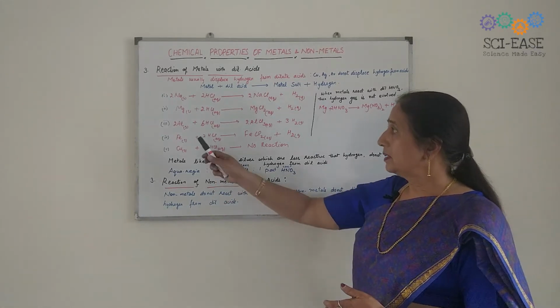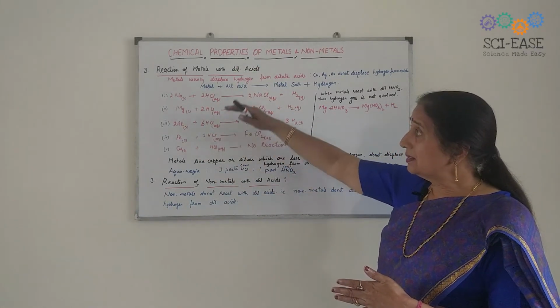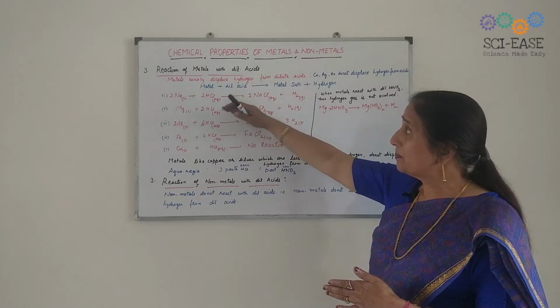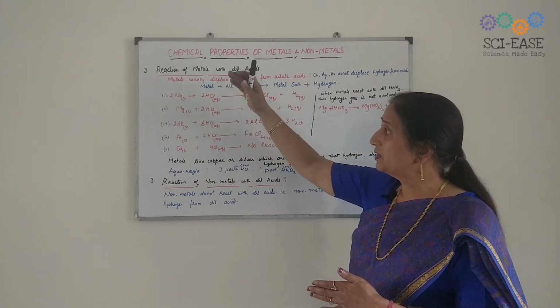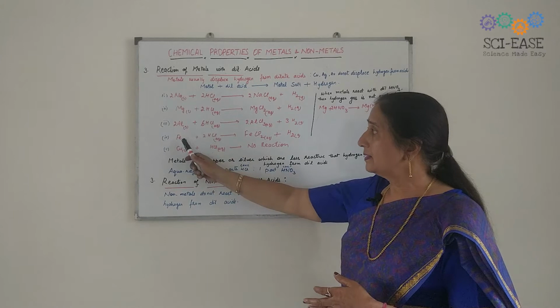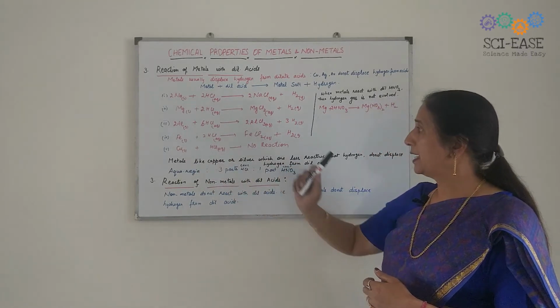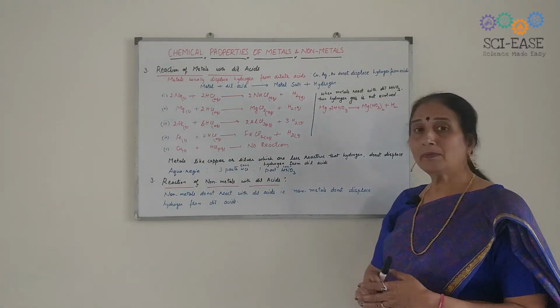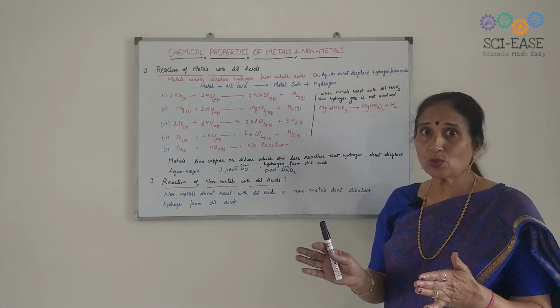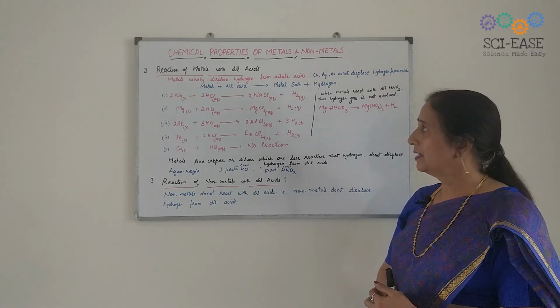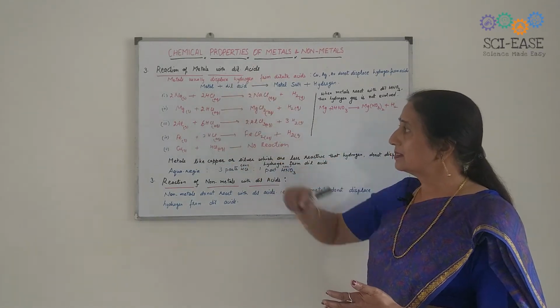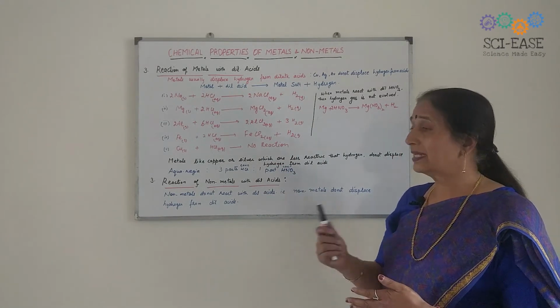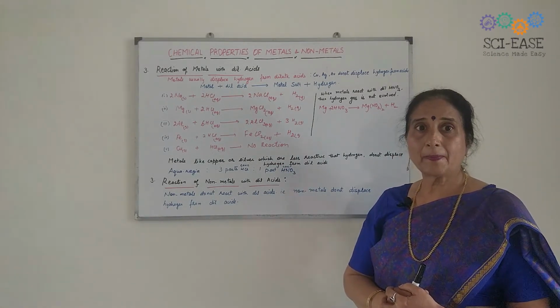With iron, this is the reactivity. It depends upon the chemical reactivity of the metal. Iron will also form iron chloride plus hydrogen, but the reaction is not so violent here. So metals are arranged like this, just like the activity series.